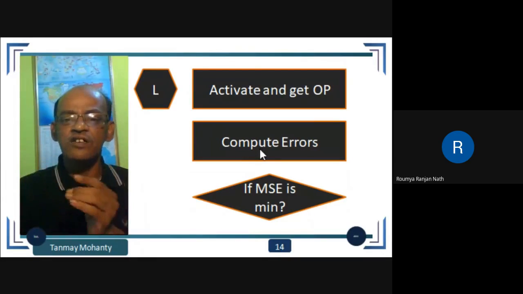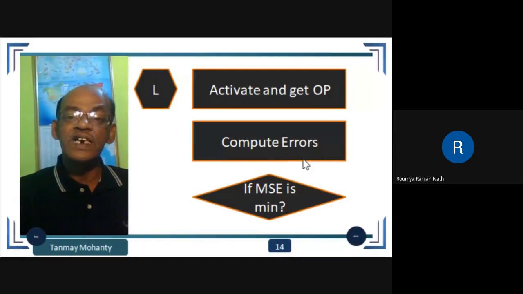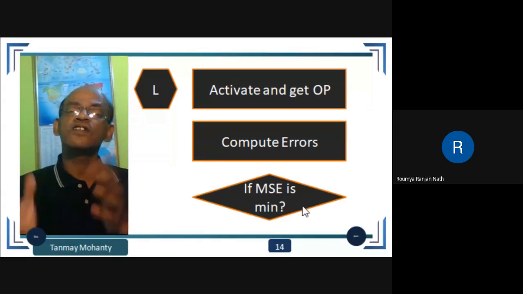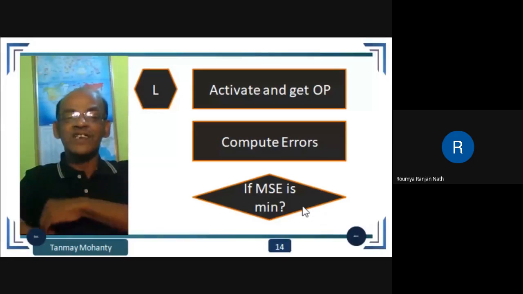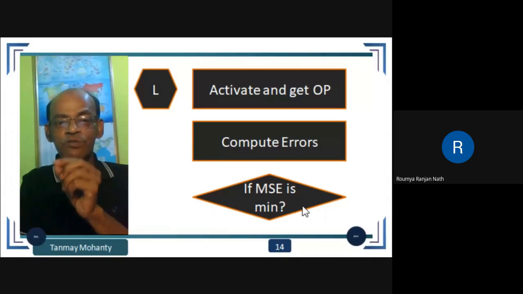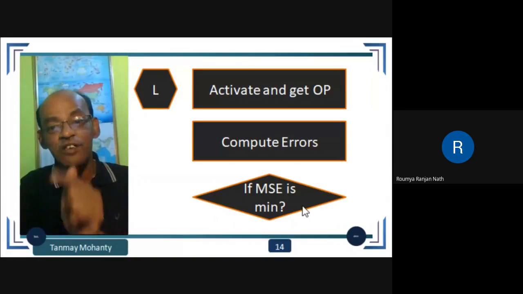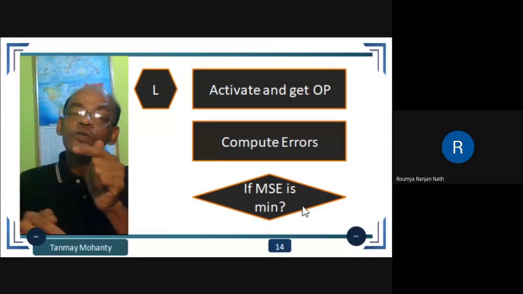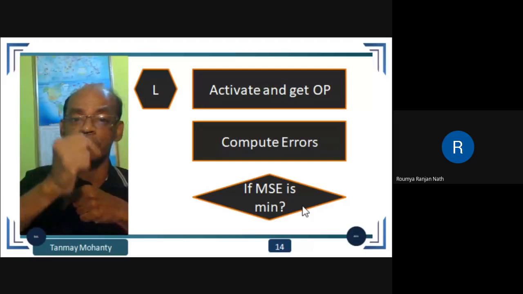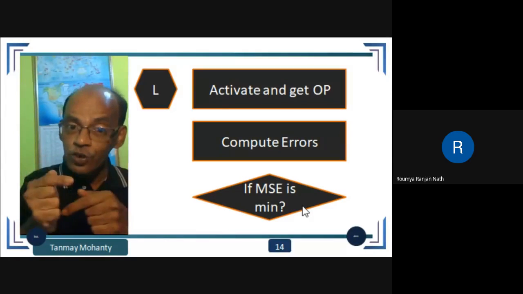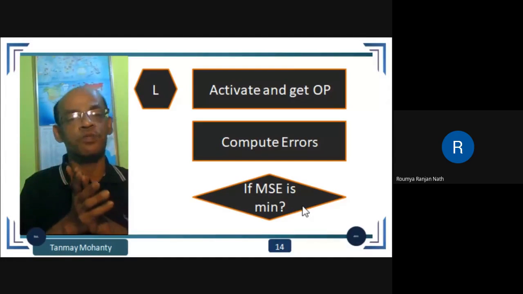That is the error. Now, once you get the error, you find out the mean square error and find out whether this mean square error is minimum. If it is minimum, then the weightage that we put are correct. If they are not minimum, what we have to do? We have to again go for another iteration, another epoch, so that weightage will be taking different values.